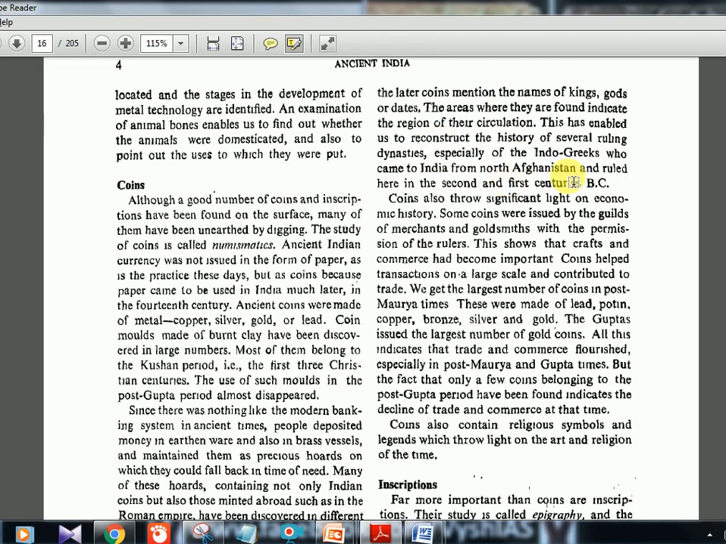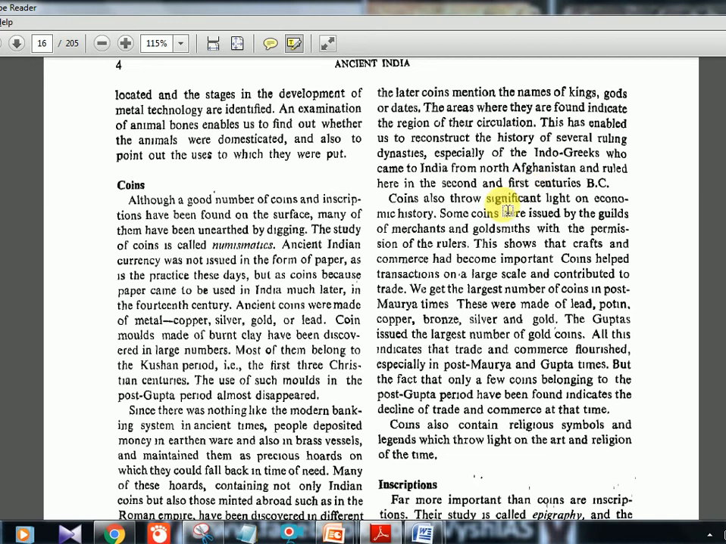So the Indo-Greeks also came, from Afghanistan, who came to India through North Afghanistan. That route is what they obviously would take because they had to come from the western side, and they also ruled here in the 1st and 2nd century BC. It's all discovered because that kind of coins are discovered in that particular timeline.